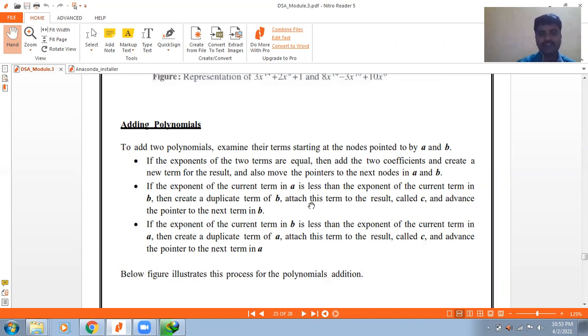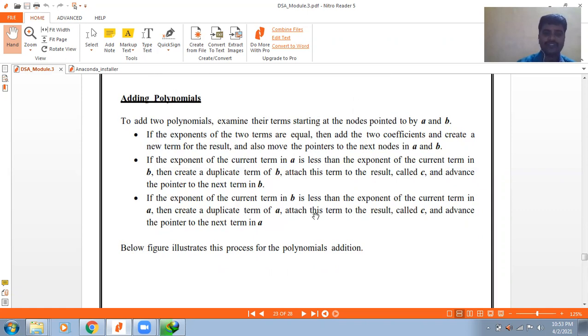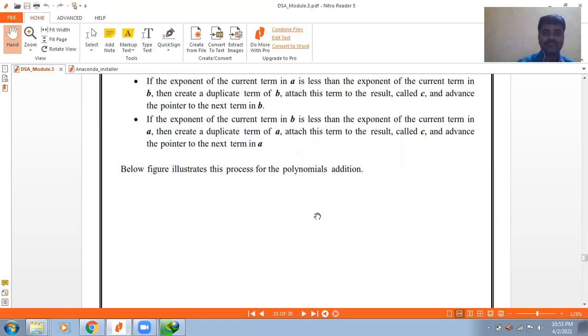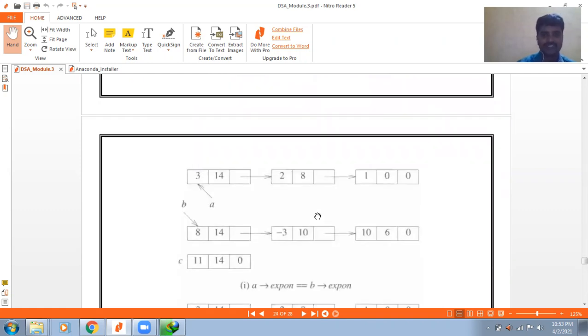If the exponent of the current term in b is less than the exponent of the current term in a, then create a duplicate term of a. Attach this term to the result C and advance the pointer to the next term in a. The figure below explains the polynomial addition.